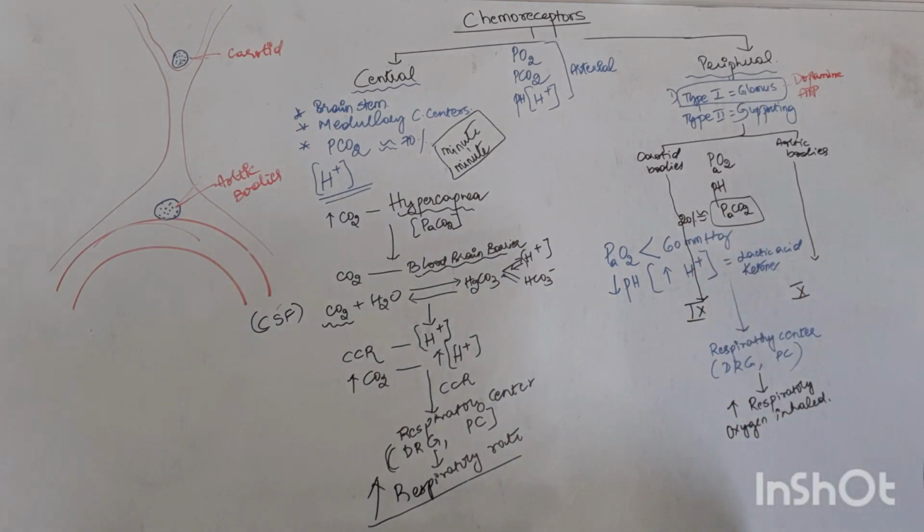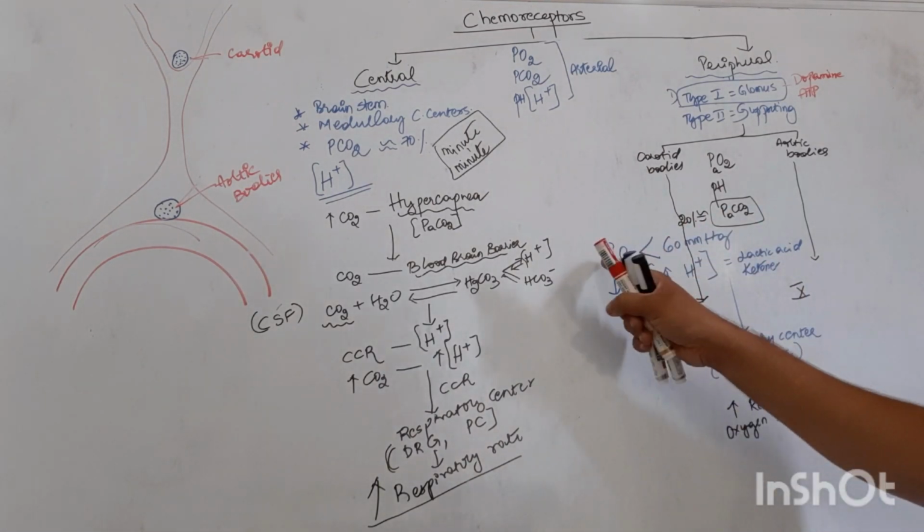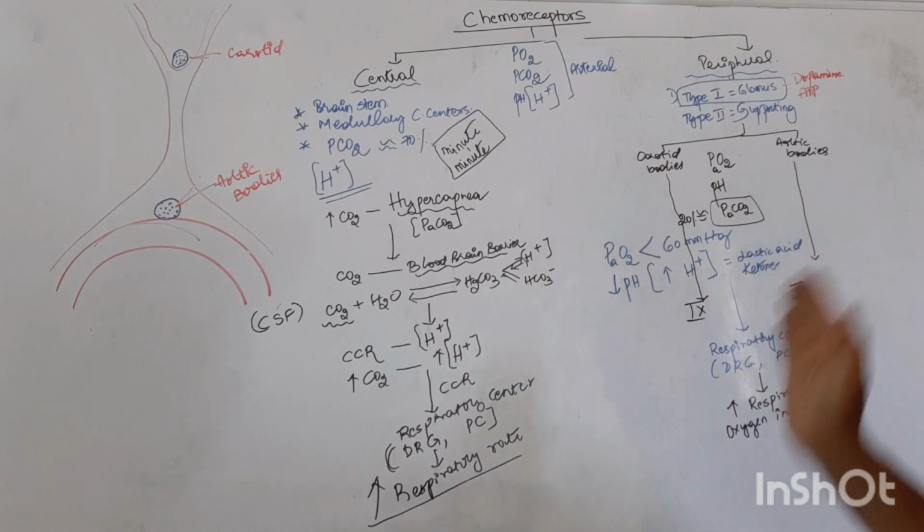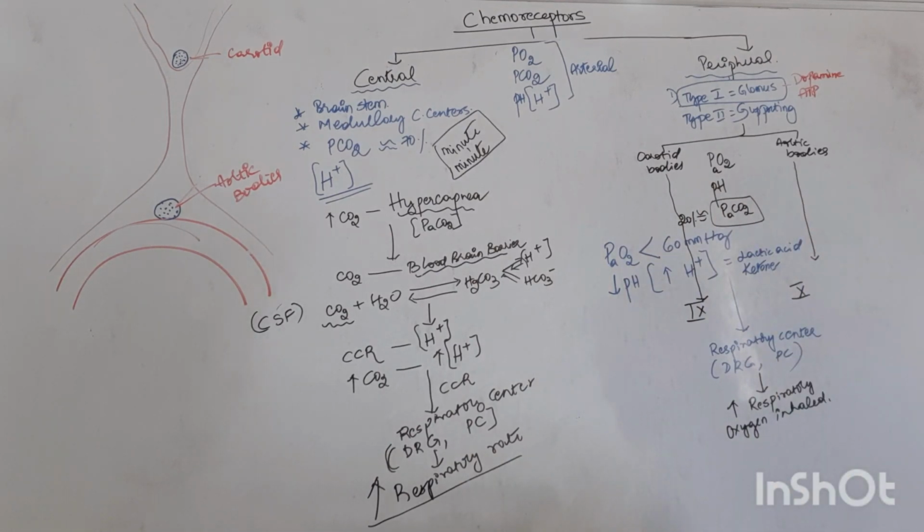Here the point to be noted in detecting the change of partial pressure of oxygen is that at around 60 mmHg, you can still see about 70 or 80% of the hemoglobin is still saturated with oxygen. So, this plays an important role whenever the oxygen partial pressure goes less than 60 mmHg.